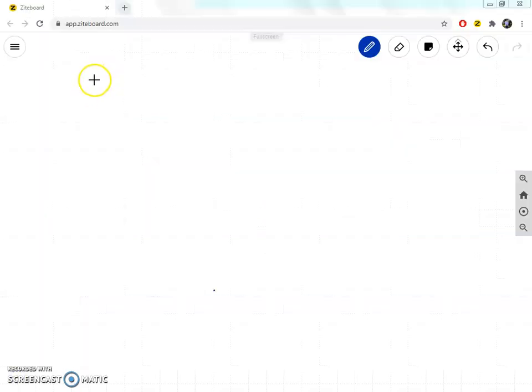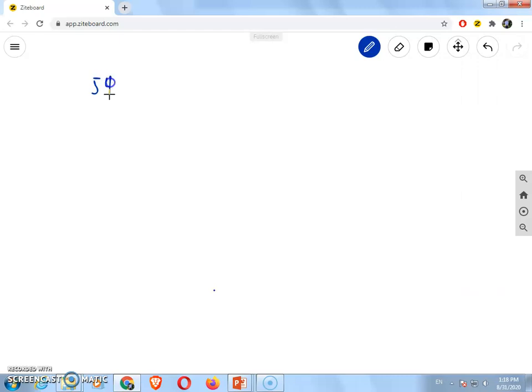Example, we have 54 times 2i. So therefore, you're going to multiply first the real numbers, which is 54 times 2, times i. So therefore, we will have now 108i.